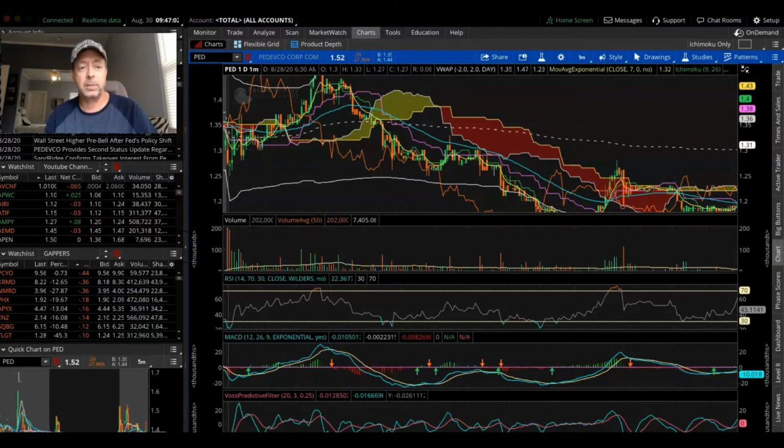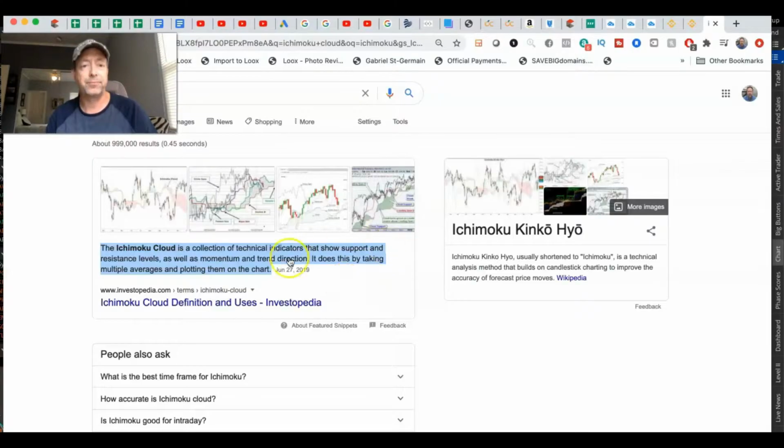So let's start talking about what is the Ichimoku Cloud. Here it is on Google. The Ichimoku Cloud is a collection of technical indicators that show support and resistance levels, okay, as well as momentum and trend direction. It does this by taking multiple averages and plotting them on a chart. Okay, well, let's go back.